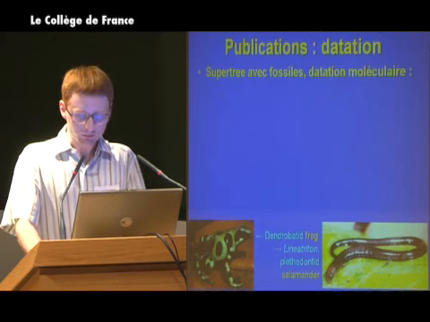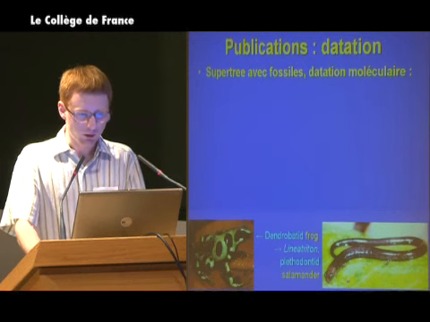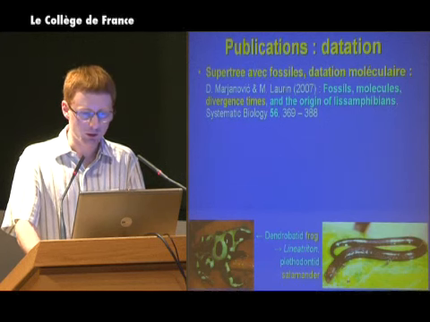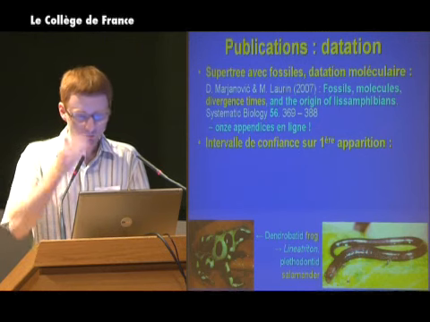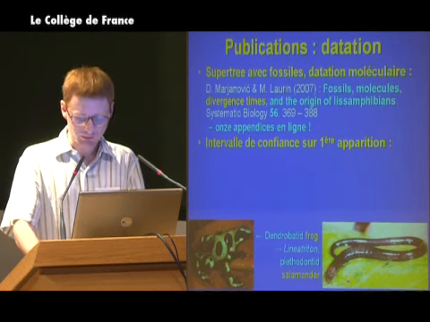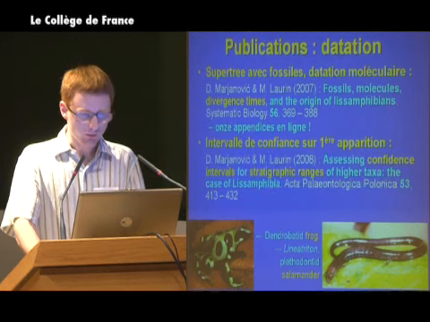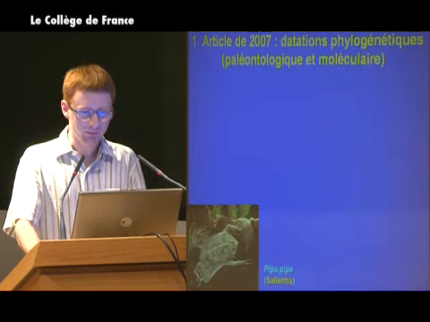So we used three methods to date the origin of the modern amphibia. The publication of two of them, paleontological dating, I'll explain what that is, and molecular dating, came out in 2007 in Systematic Biology. It's a large paper with 11 online appendices, don't miss them. And the third method calculates confidence intervals on the first appearance of taxa in the fossil record. The paper on this came out in 2008 in Acta Palaeontologica Polonica, which means it's free as in beer.